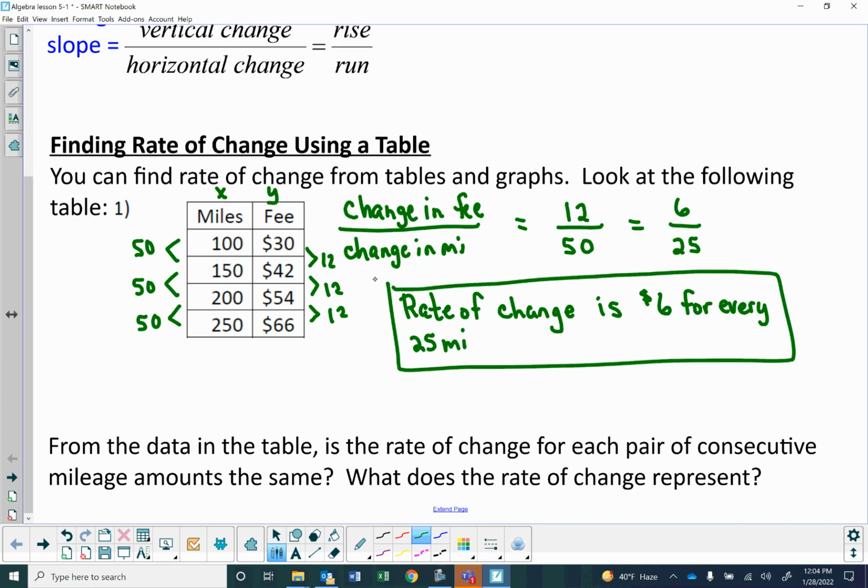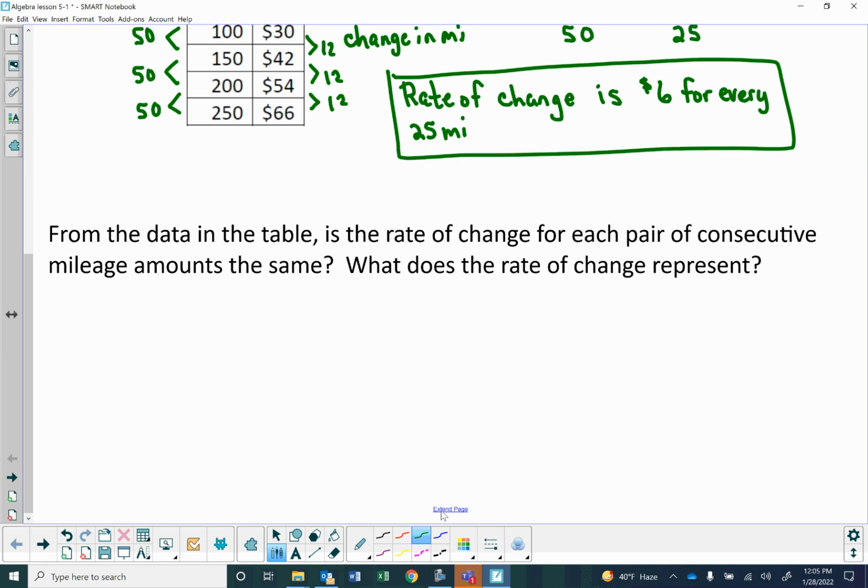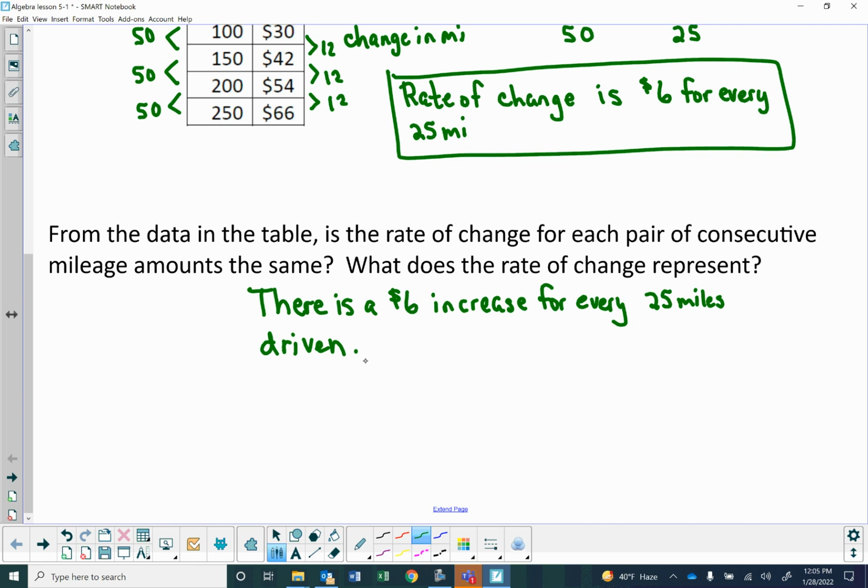So for finding a rate of change from a table, whether it's x or y, or whether it's in words like this one was, fee and miles, you can easily look at the change in your dependent variable and divide that by the change in your independent variable. Now from the data in the table, is this rate of change for each pair of consecutive mileage amounts the same? Which it obviously is. It's the same. It's a change of 12. And what does this represent? Interpreting your rate of change, this means that there's a $6 increase for every 25 miles you drive. So that would be how you interpret this particular rate of change.